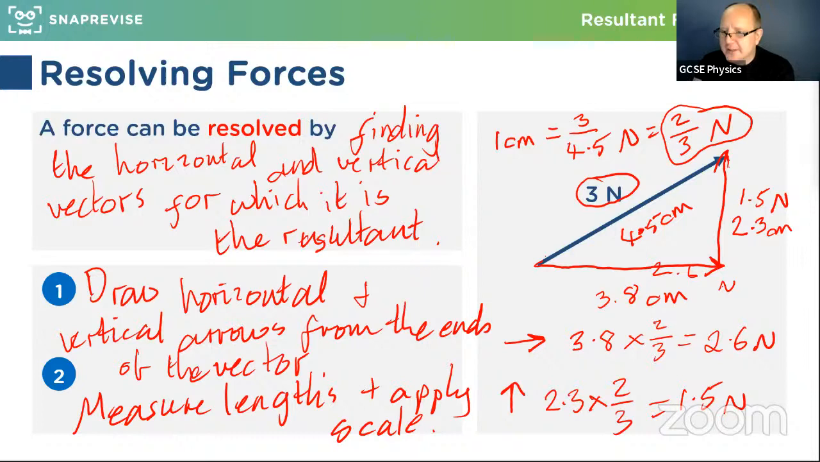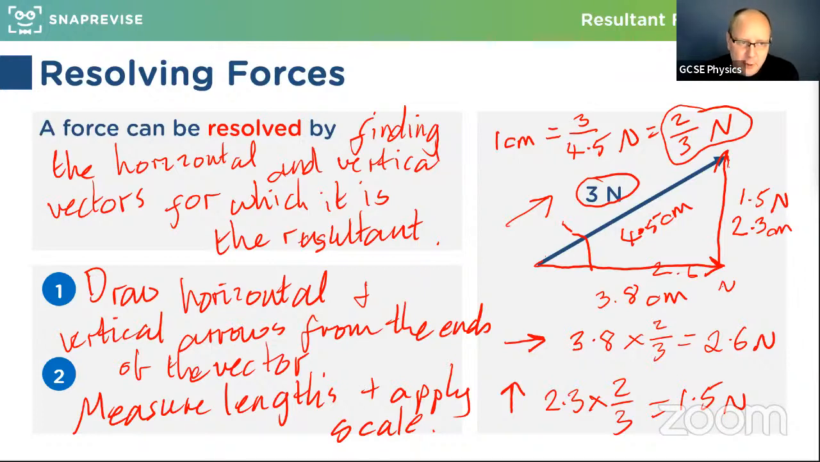Can you use tangent if the vertical and horizontal are given as well? You can use trigonometry to solve these problems. So we're resolving a resultant force into vertical and horizontal components here. If I know the resultant force, in this case it's 3 newtons, and I know the angle of that force from the horizontal, then I can use cosine, sine, tangent, well, depending on which angle I've been given and which side I've been given. So yes, you can use trigonometry in order to find a resultant.